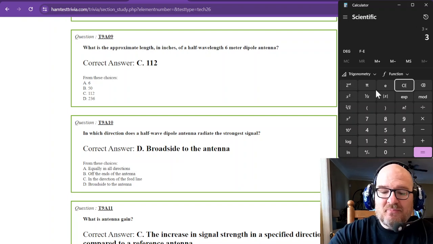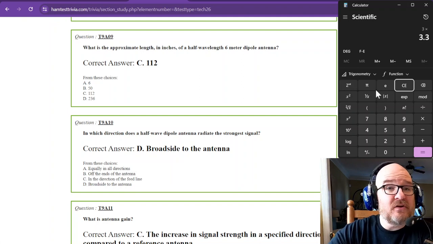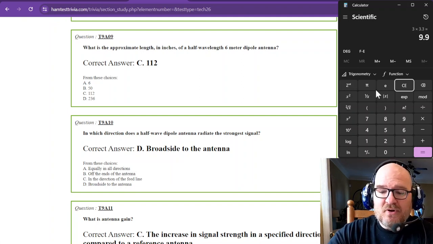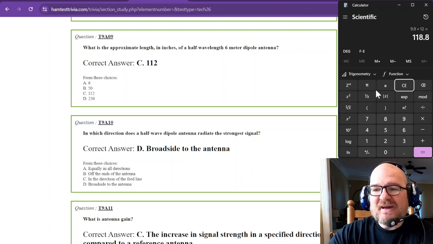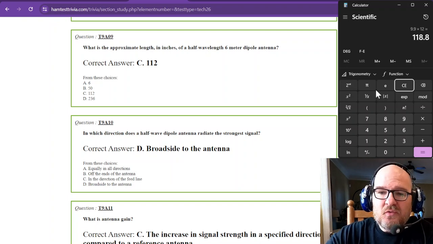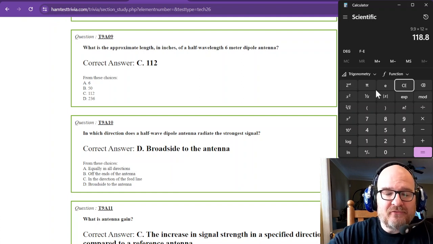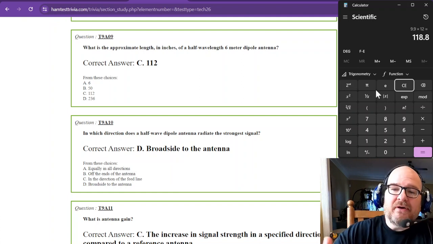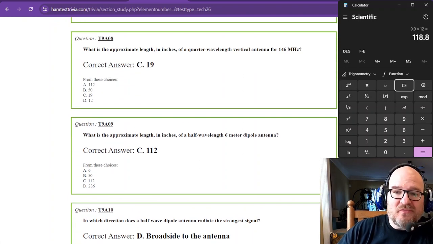And now you're going to multiply times 3.3 feet. That's going to convert meters to feet. And then you multiply again times 12 for inches. And you notice you get about 118.8. So your nearest choice from these choices is 112. And that would depend on where you wound up in the 6 meter band. So that's a way, if you want to know, this is just two antennas. Knowing how to use these formulas, you can make any antenna you want to at any frequency.